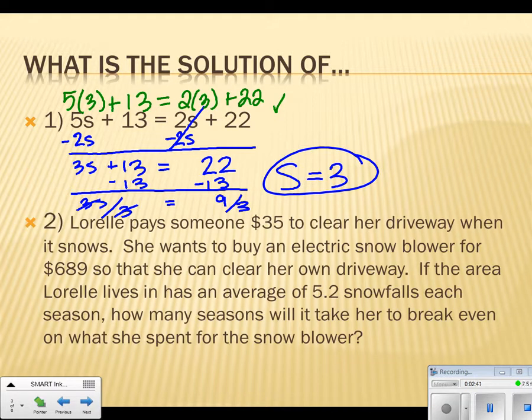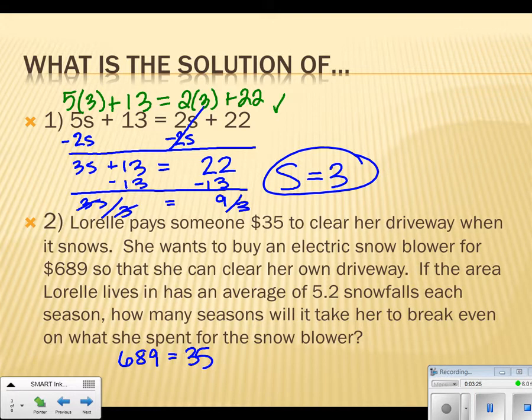Laurel pays someone $35 to clear her driveway when it snows. She wants to buy an electric snowblower for $689 so that she can clear her own driveway. If the area Laurel lives in has an average of 5.2 snowfalls each season, how many seasons will it take her to break even on what she spent for the snowblower? So the snowblower is $689, and she wants to know when she'll break even. If she doesn't have that snowblower, she pays someone $35. She pays that every time.